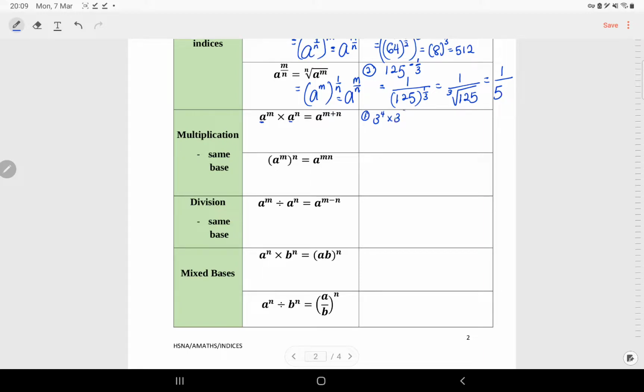So, an example: say you have 3 to the power 4 times 3 to the power 5. The base is 3, they are the same, and it's multiplication. So this is 3 to the power 4 plus 5, so this is 3 to the power 9.